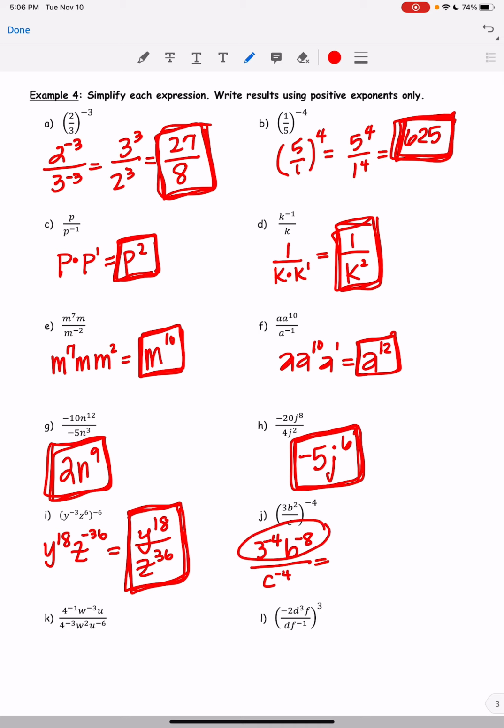What's on top goes to the bottom, and what's on bottom goes to the top. And when you move it, change them from negative to positive. The whole point of moving them from numerator to denominator or otherwise is to make those exponents from negative to positive. And then the only other thing I can do is simplify my 3 to the 4th. So my final answer is c to the 4th over 81 b to the 8th.